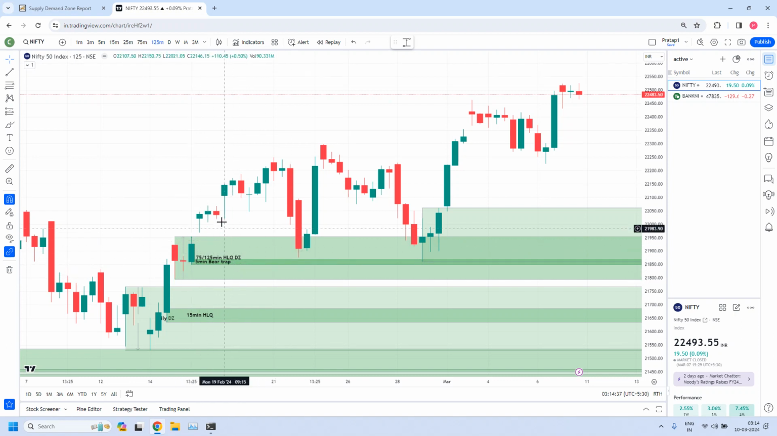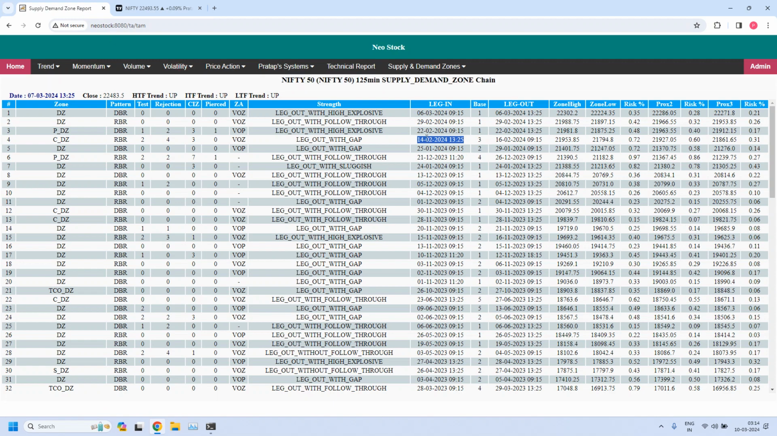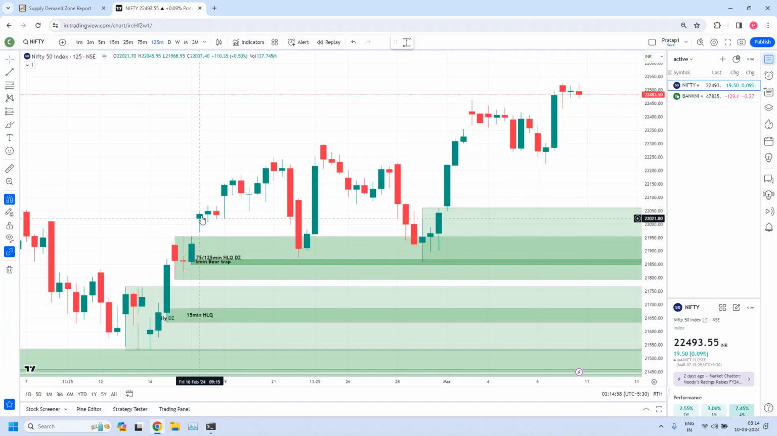Actually, Nifty picked up the orders from this area, from this zone. See here, we have 3 base candles and a drop candle and a rally candle with a hidden body. See, we have 3 base candles on 16th February at 9:15. This is the one. So during the last 2 weeks, Nifty picked up the orders from this zone.